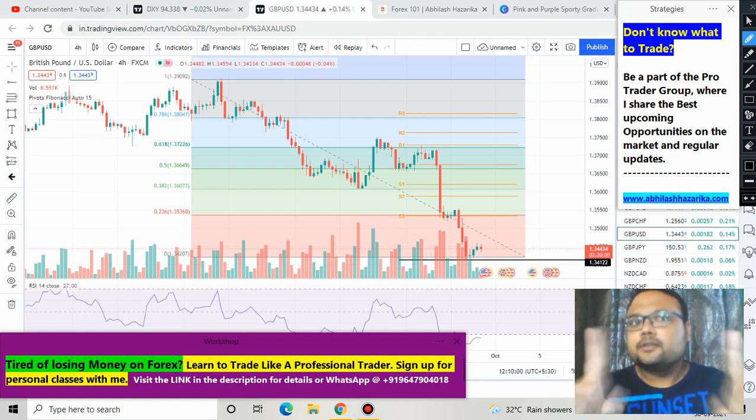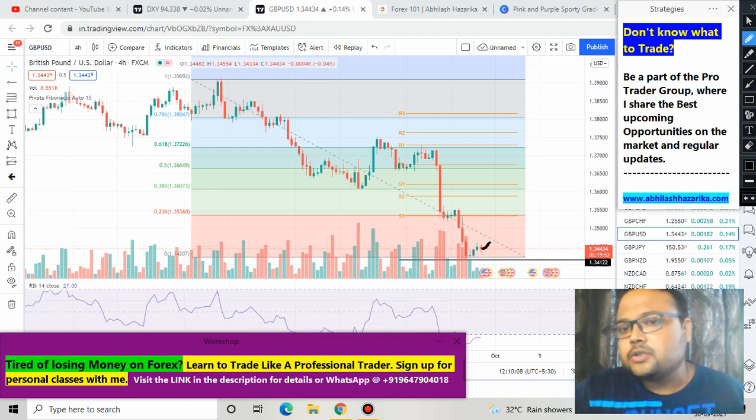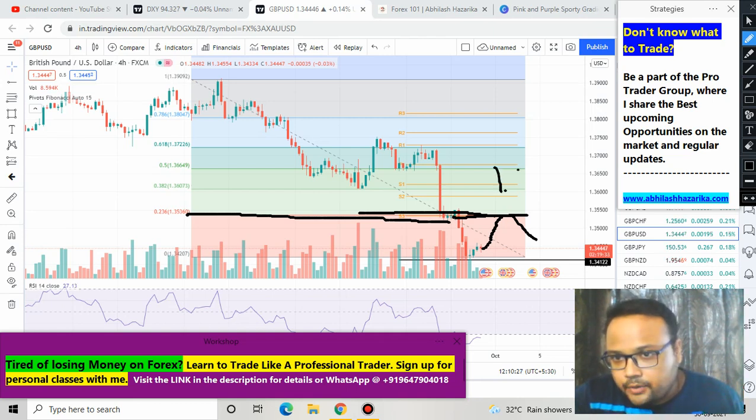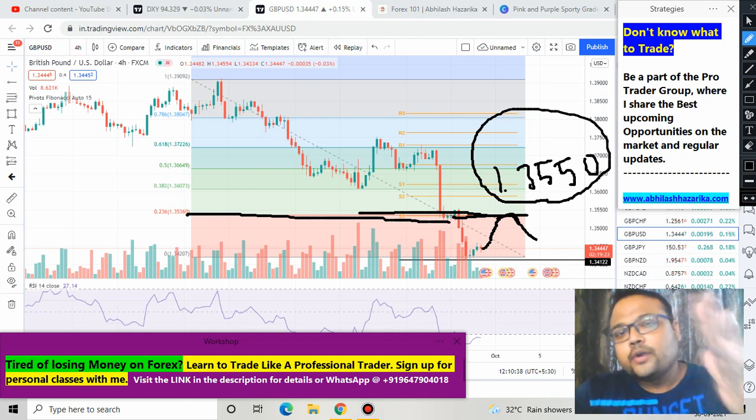So in this chart of GBP USD, the only trading opportunity is, first and foremost, listen to me carefully. First and foremost, if the market goes up from here, then there is a good possibility of the market retracing or reversing from this particular level of the 23.6% Fibonacci level, around 1.3550. Around this level there is a good possibility of the market reversing, and if the market reverses from this particular level, you can short the market.